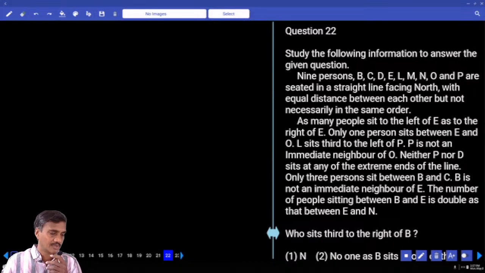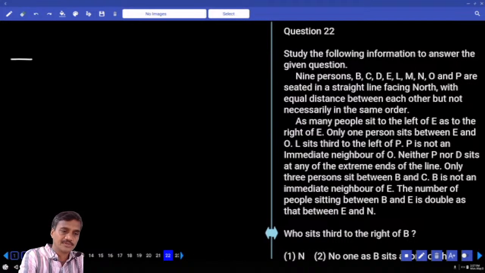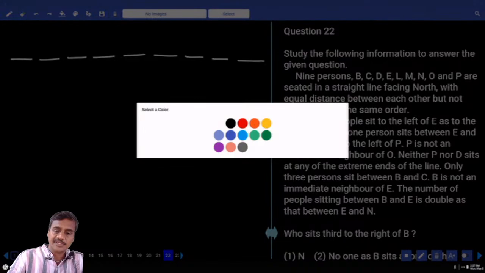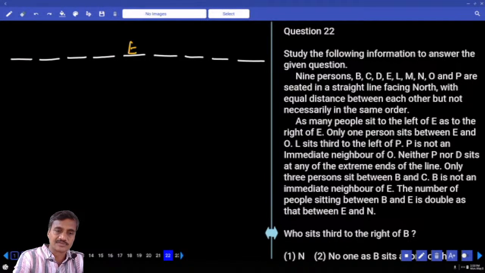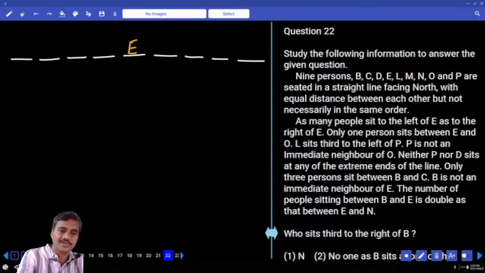Now in this question 22, how many people are there? There are 9 people: 1, 2, 3, 4, 5, 6, 7, 8, 9. They are seated in a row facing towards north. As many people sit to the left of E as to the right of E. That means E must be exactly at the center, isn't it? Then next one, only one person between E and O. O can be either on the left hand side or on the right hand side.